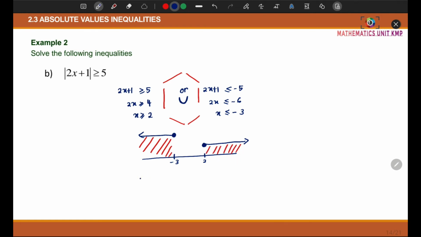So the answer should be from negative infinity to negative 3, close bracket because it is closed interval. So union, close bracket, from 2 to infinity.